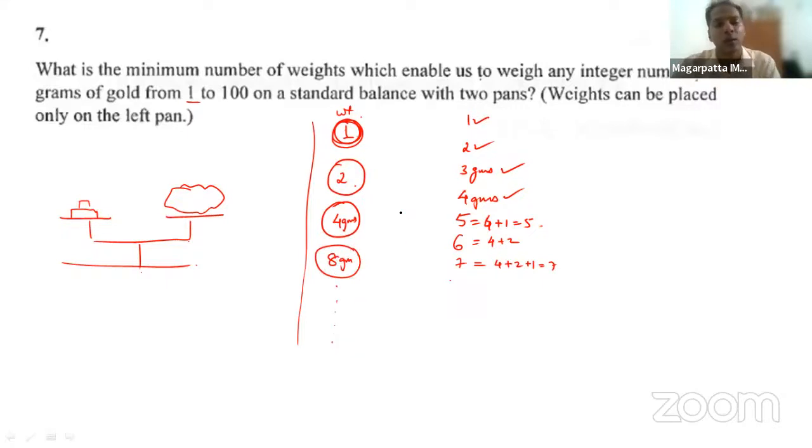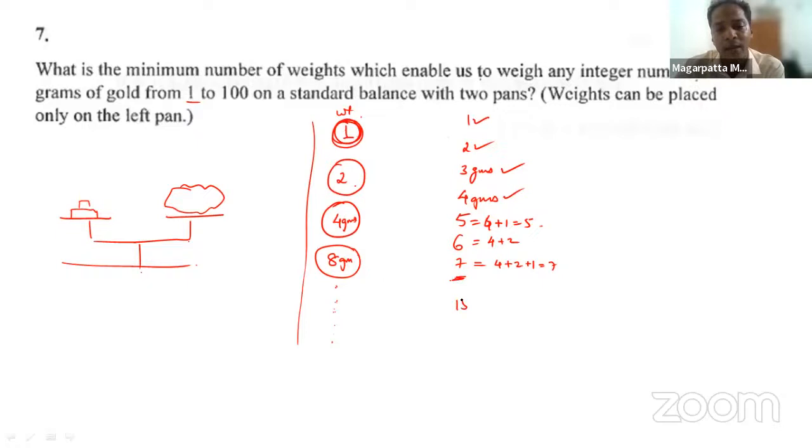So if you have to evaluate this, or if you have to come to this conclusion in the exam, it's a little lengthy. But if you knew this from before, you would already be able to answer this question without any hiccups. You'll say, okay, to be able to measure till 1 less than a power of 2.